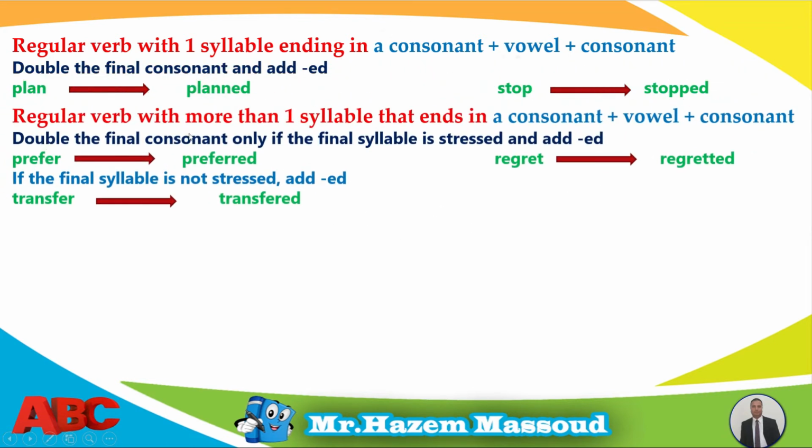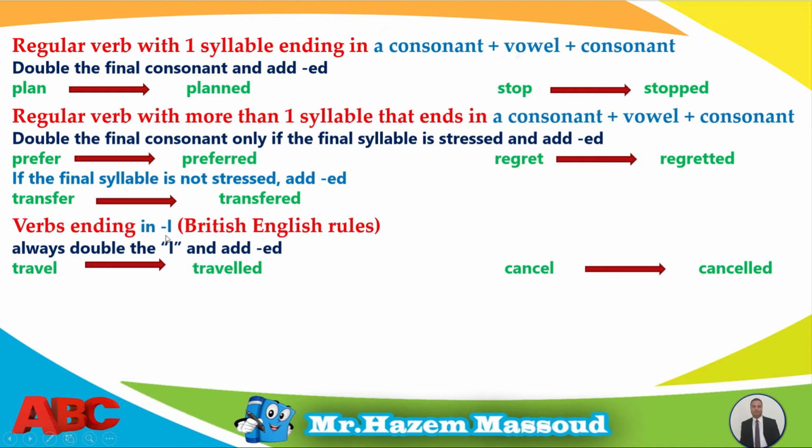For verbs with more than one syllable that end in a consonant plus vowel plus consonant, I double the final consonant only if the final syllable is stressed and add ed. For example, prefer, preferred, regret, regretted. If the final syllable is not stressed, add only ed. For example, transfer, transferred.